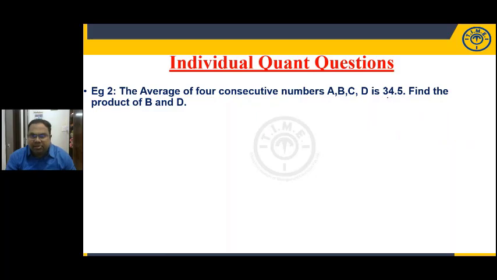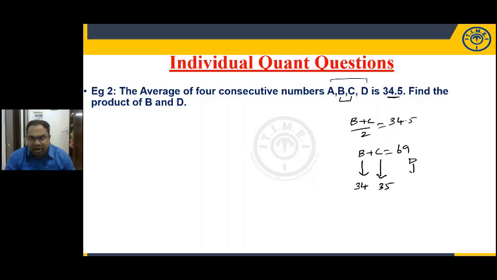Now, having said that, the average is 34.5. There are four consecutive terms A, B, C, D. Average is first term plus last term by 2, or the middle two terms. I'll take B plus C by 2 is 34.5. So the B plus C sum is 69. Which two consecutive numbers will give me 69? This is 34, this is 35, then 69. Now the next number is 36. So multiply 34 into 36, I'll get 1224.